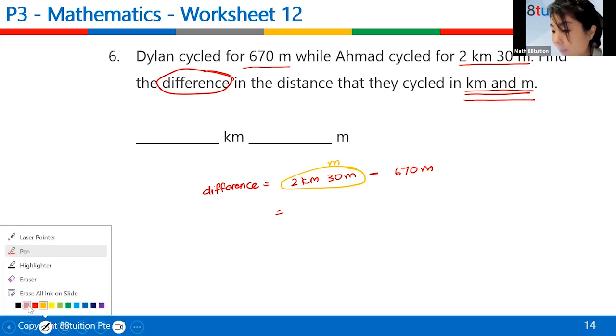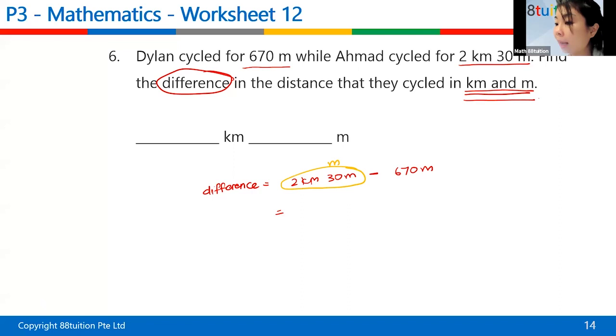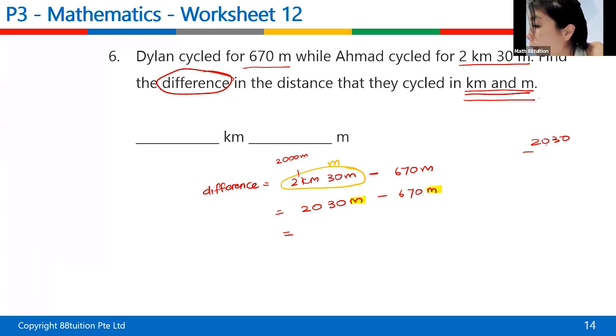Okay? So how do I do that? We did this earlier just now. 2 km is 2,000 meters. I keep the 30 meters here. So it's 2030 meters minus 670 meters. You realize now that my units are all the same. I can subtract it nicely. So 2030 minus 670. 1190 minus 6. Okay, so answer 1360.